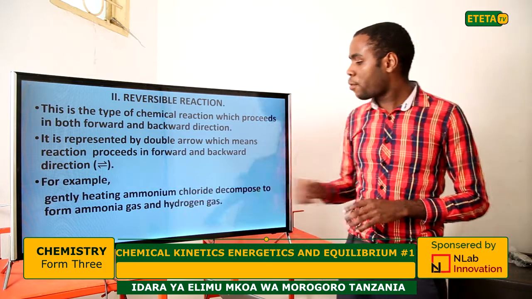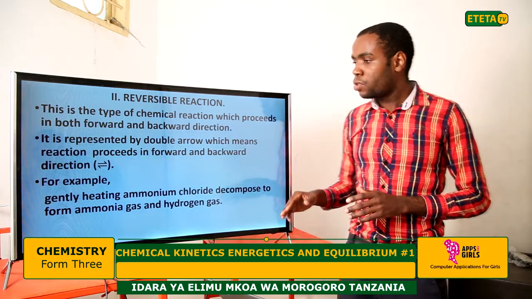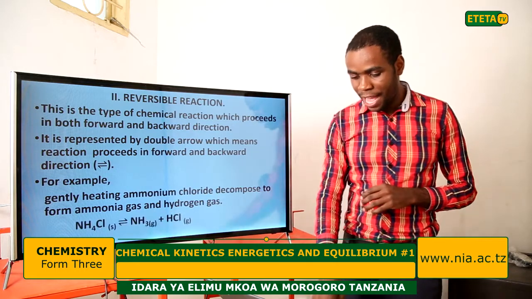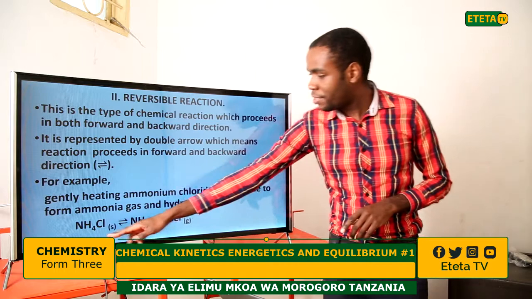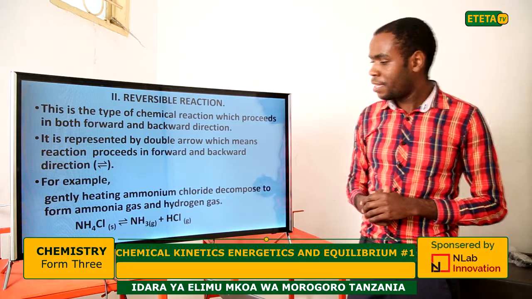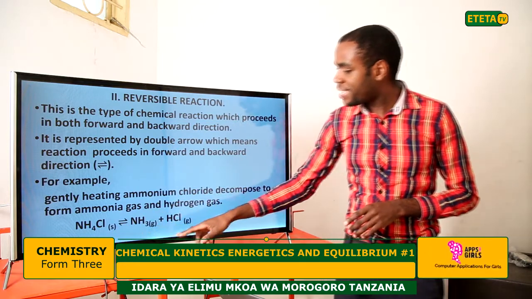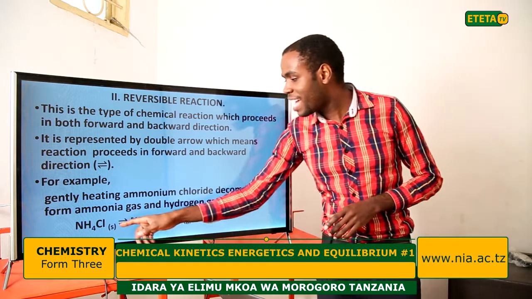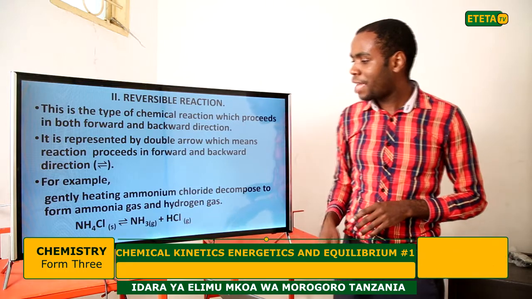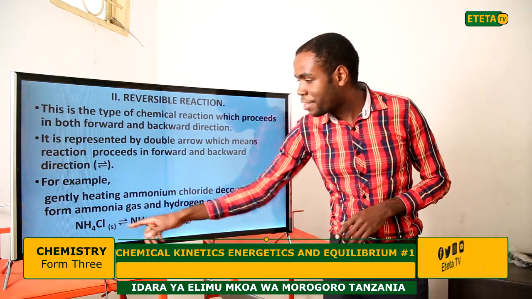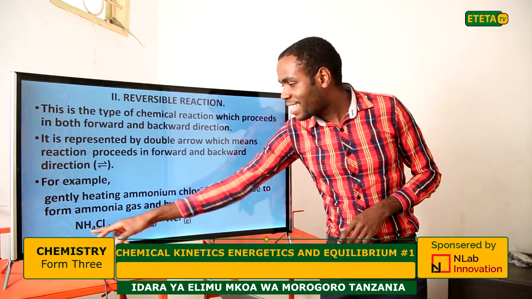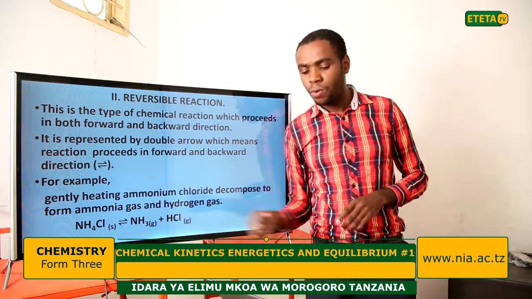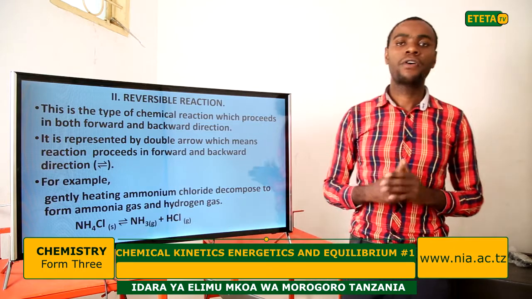Gently heating ammonium chloride decomposes to form ammonia gas and hydrogen chloride gas. Now here, this is the ammonium chloride. The products formed here are ammonia gas and hydrogen chloride gas. Now, what has been used here is the double arrow. So this double arrow here shows that the reactant can change to product, but also the product can change to reactant. This is a reversible reaction.